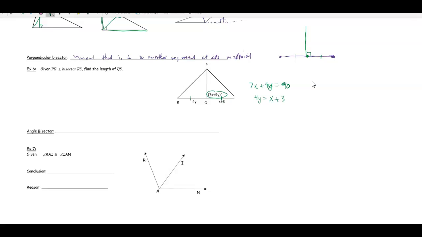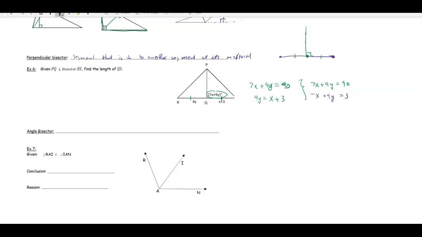So now if I look, what I actually have to solve here is a system of equations. Okay, so first thing I'm going to do to solve this system, you should remember this from last year. Right now, I'm not going to change 7x plus 9y equals 90. But for the second equation, first thing I'm going to do is put it in standard form. So I'd have negative x, so when I subtract x from both sides, plus 4y equals 3. Now what I can do is go ahead and solve this system using elimination.